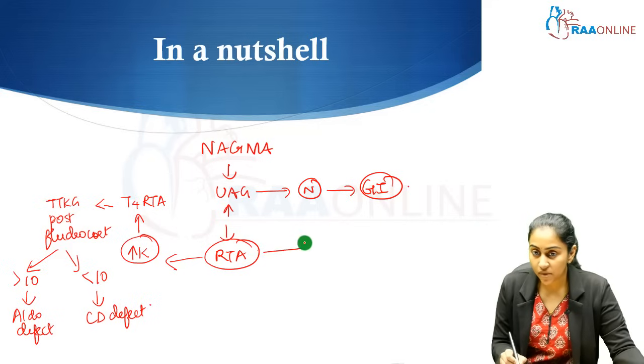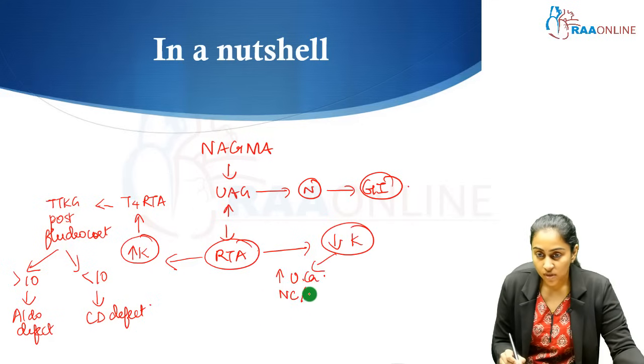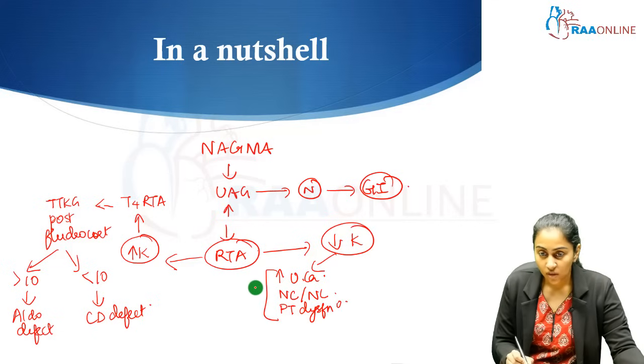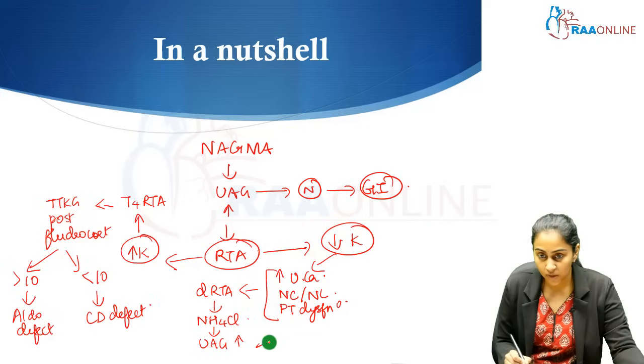Similarly, what happens if your potassium is low? You are going to look for features of hypercalciuria, nephrocalcinosis, nephrolithiasis, and no features of proximal tubular dysfunction. If this is the picture, then you are looking at distal renal tubular acidosis. So, how do you confirm? You do an ammonium chloride loading test. On the ammonium chloride loading test, your urine anion gap should be elevated and the urine pH continues to be above 5.5 despite acid loading.